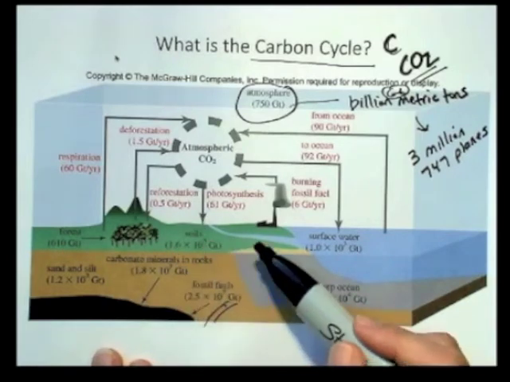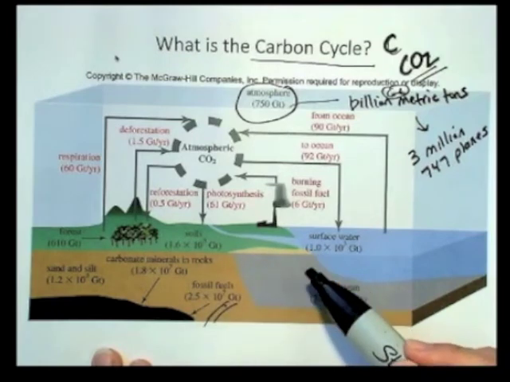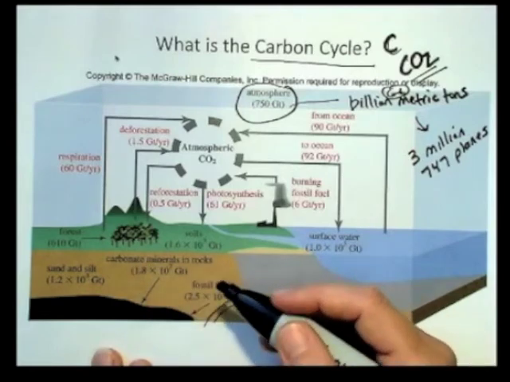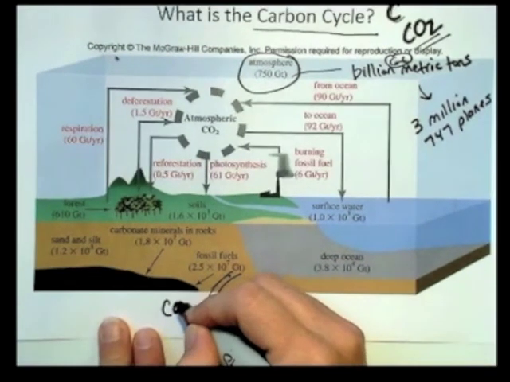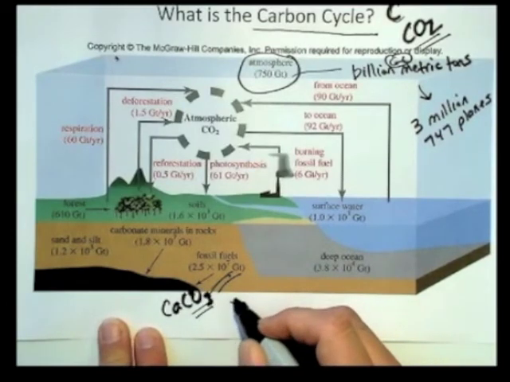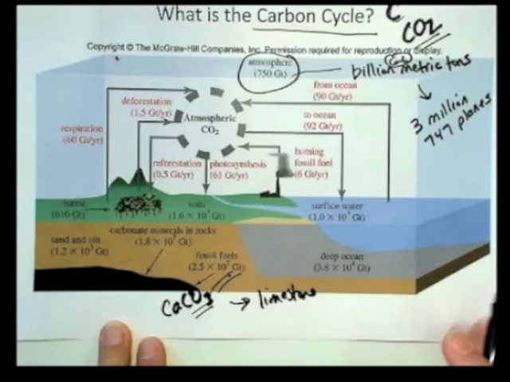Carbonates can dissolve in water, precipitate out with calcium, and make calcium carbonate, which is another way that we can trap carbon in the form of carbonates. And that's the same thing as limestone. Okay, so we see that it's rather complicated.